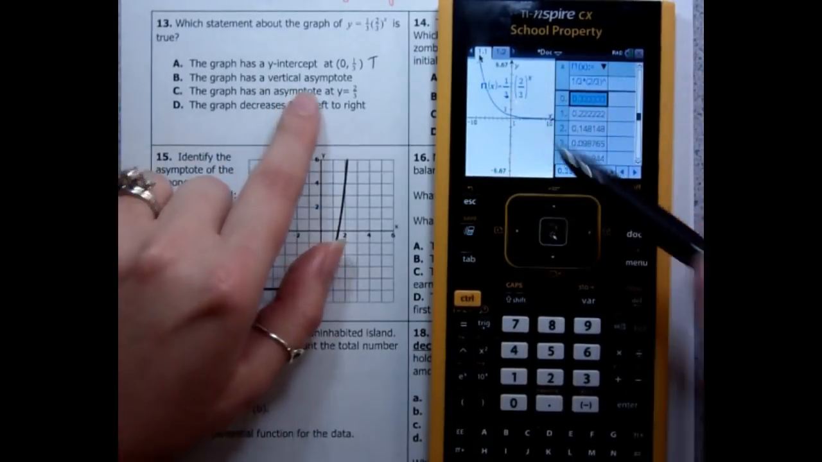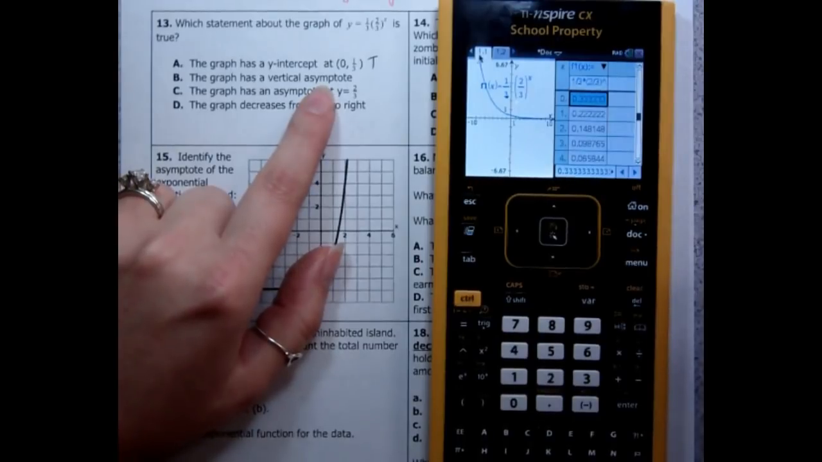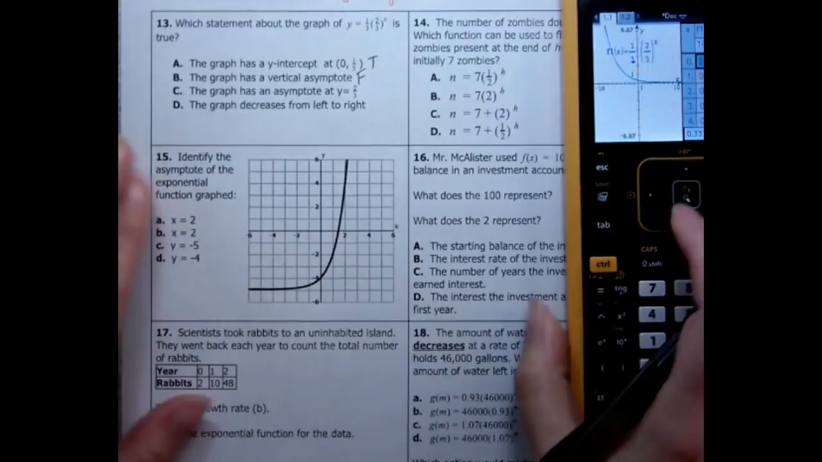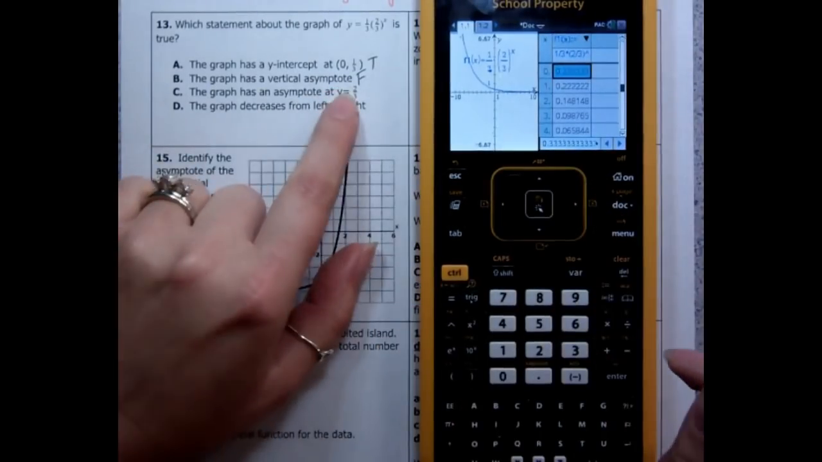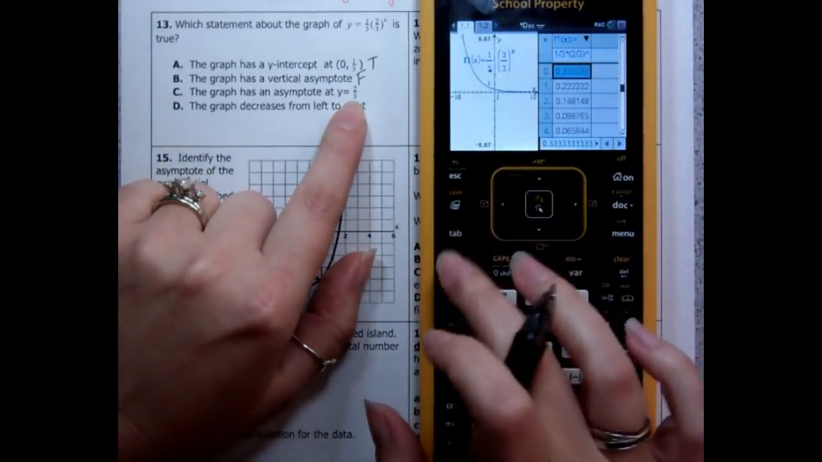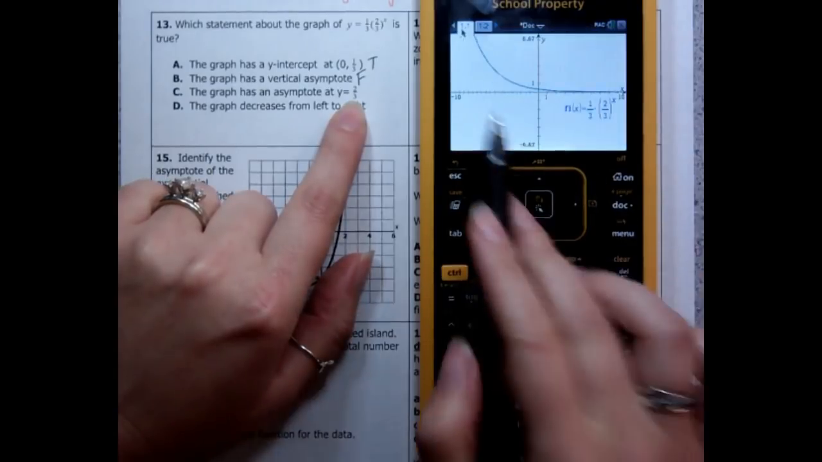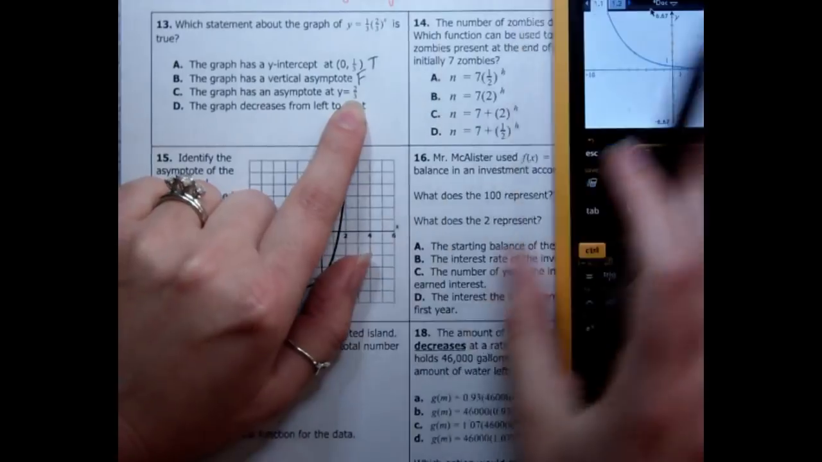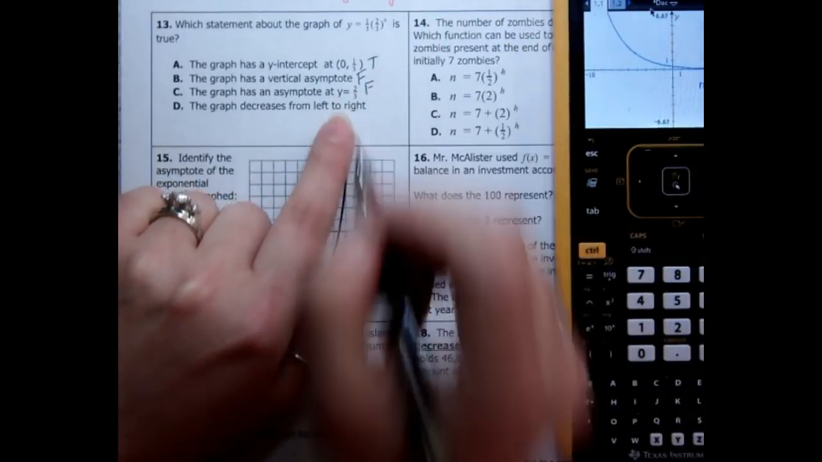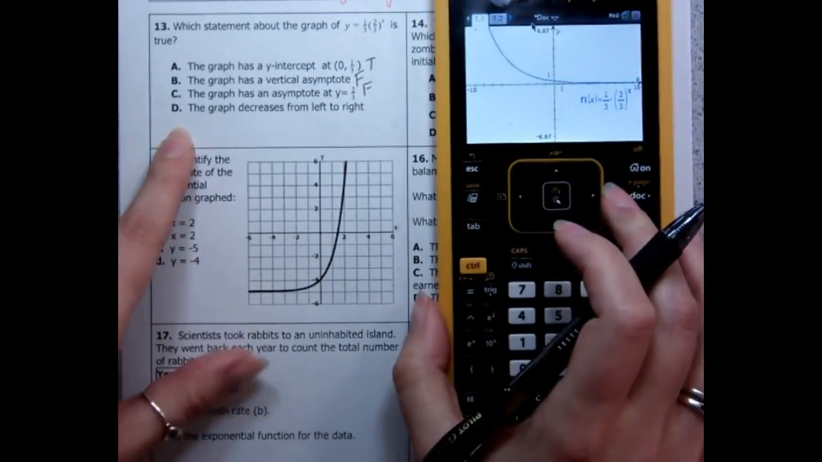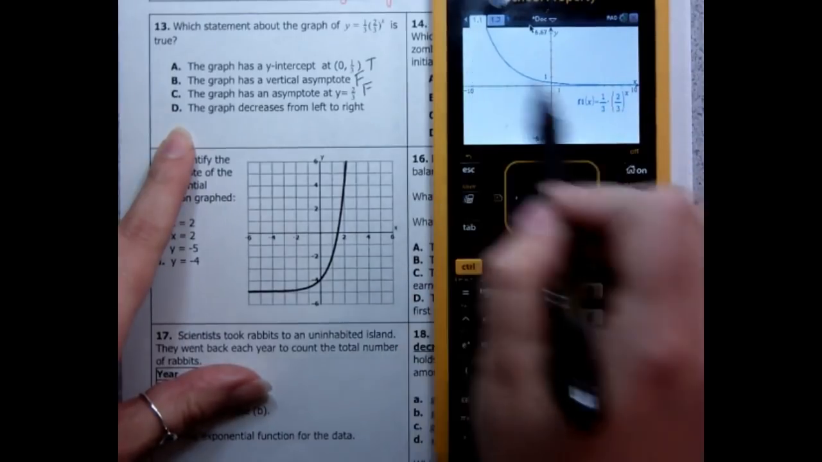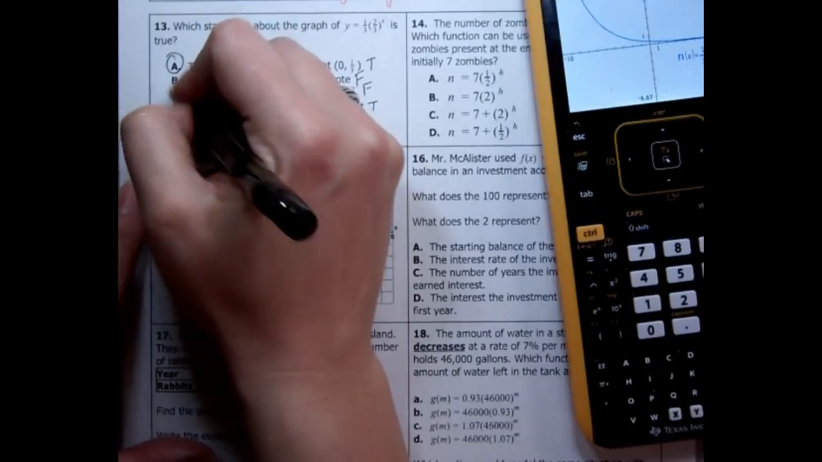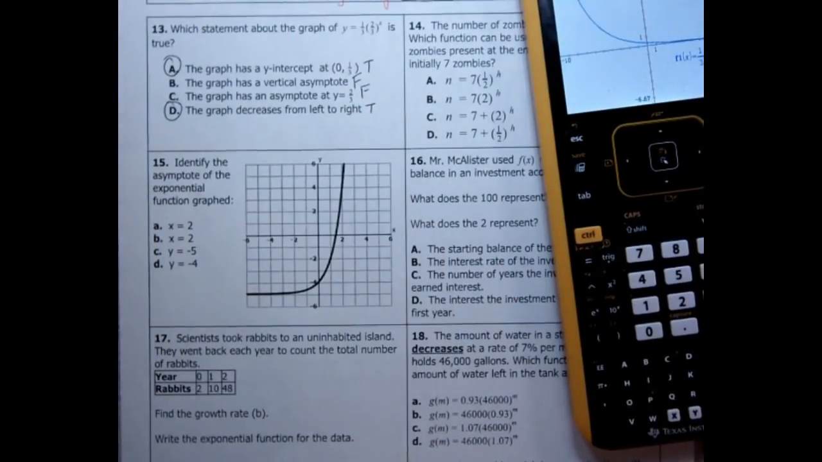Does it have a vertical asymptote? Here's a hint. We're never going to have a vertical asymptote in Algebra 1, so this is false. It has an asymptote at y equals 2/3. Nope. Let me get rid of my table. If I look here, it gets closer and closer, not to 2/3, but to 0. So that one is also false. And the graph decreases from left to right. Well, that one's true. So there were 2 of them that were true.